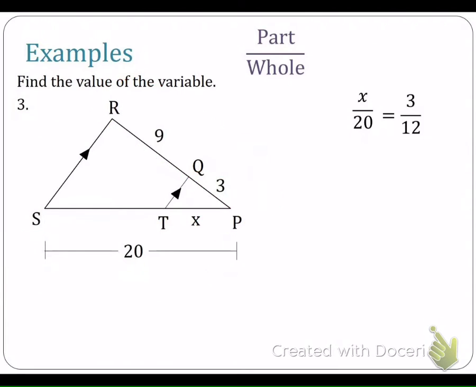Now you can cross multiply. So 12x equals what? 12x equals 60. Good. So what's x going to equal? 5.